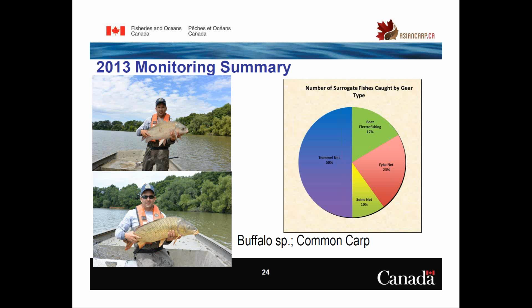So surrogate species are used to help us decide if we're sampling in the correct areas. Buffalo species, and more specifically bigmouth buffalo, have very similar habitat and feeding preferences to bigheaded carps. And common carp provides us with confidence that our gears are working effectively to capture large, strong, mobile fish.